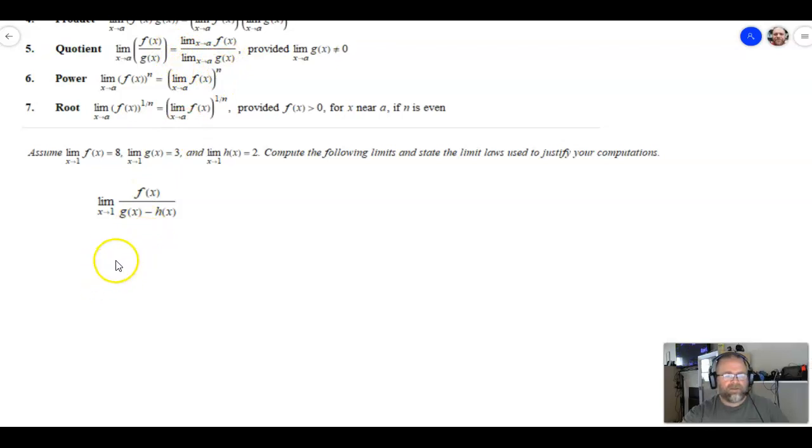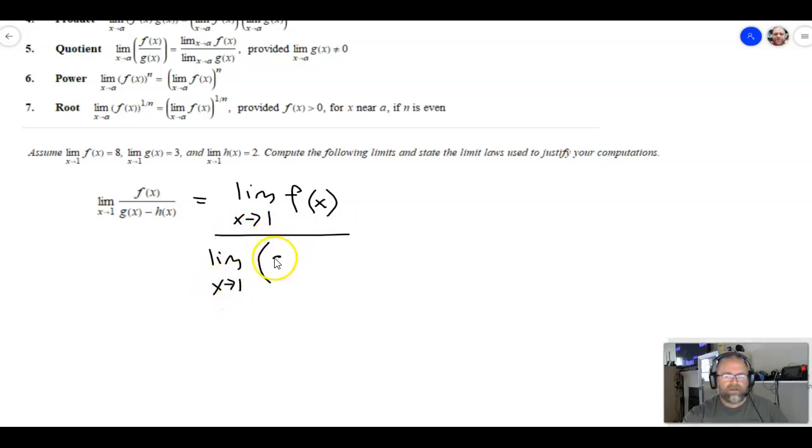So right now I'm just going to use the quotient rule to say the top is going to be the limit as x approaches 1 of f of x, and the bottom is going to be the limit as x approaches 1 of g of x minus h of x, like this. All right, so now I know what the top one is. That one is just going to be equal to 8.